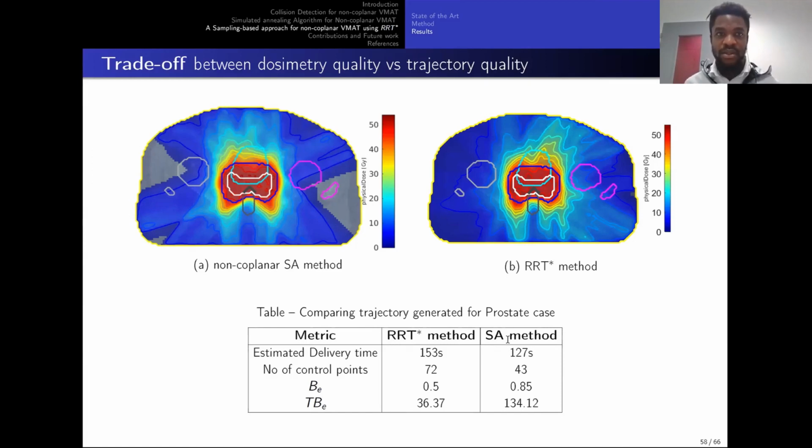So the question is, what should be the trade-off? Because the quality of the RRT star method is not as high as the simulated method, but it's quite better than the state of the art. So the open question is, should we base our decision mostly on the trajectory or mostly on the dosimetry?